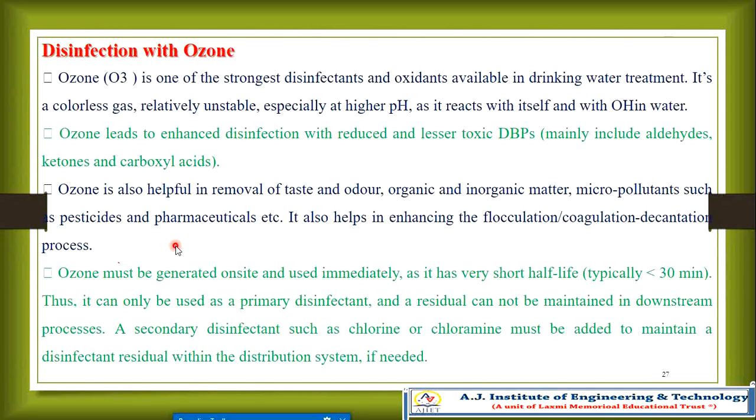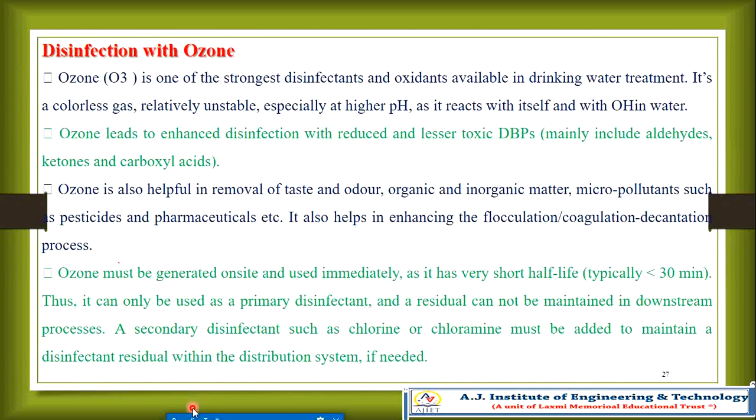Now, ozone produces fewer THM disinfection byproducts. One more important thing: if the byproducts are fewer, that is an advantage for us, right? So ozone produces less THM, that is DBP, disinfection byproducts, which result from chlorine disinfection.